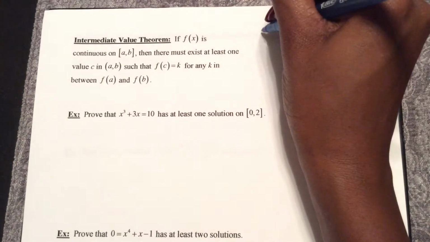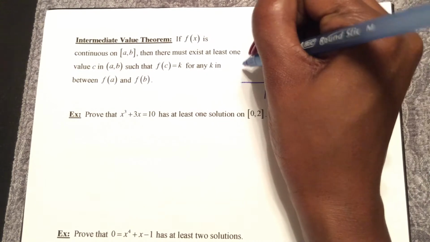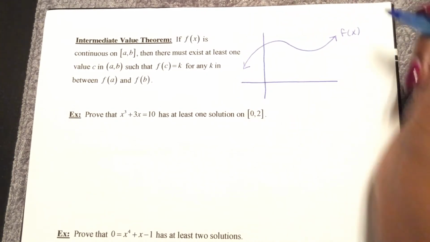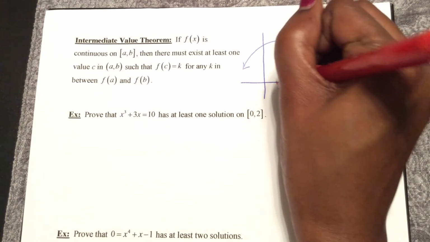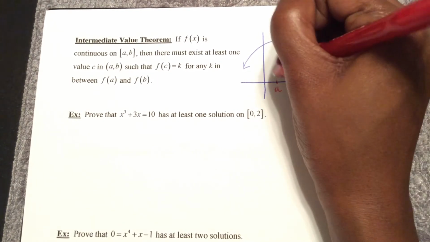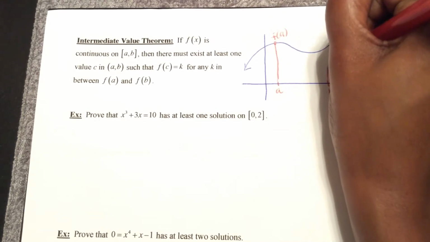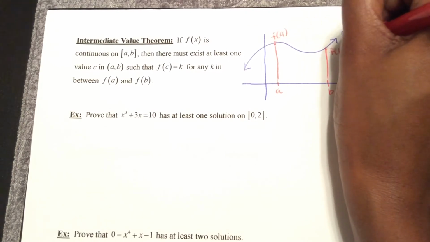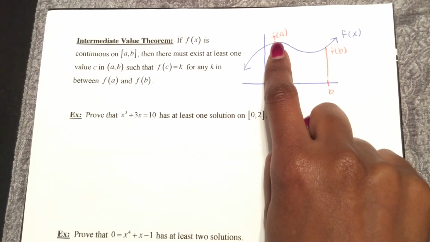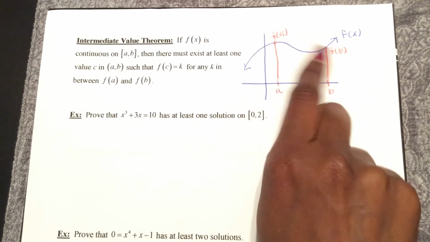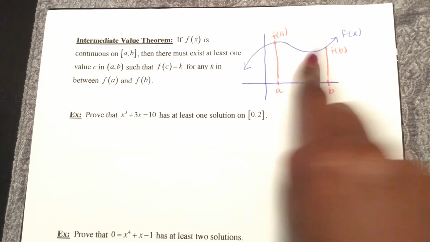So f of x is continuous. Here's f of x. And let's say here is our interval a and b. So that means this point here is f of a, and this point here is f of b. So we can see that f of a is greater than f of b. It's a higher value. It's not always higher. Sometimes f of a is lower than f of b, but it's just the way that I sketched it.